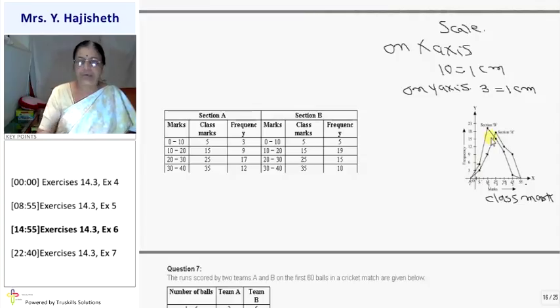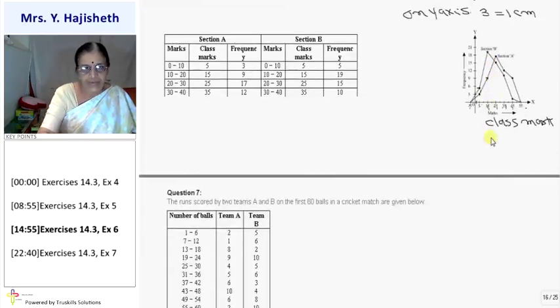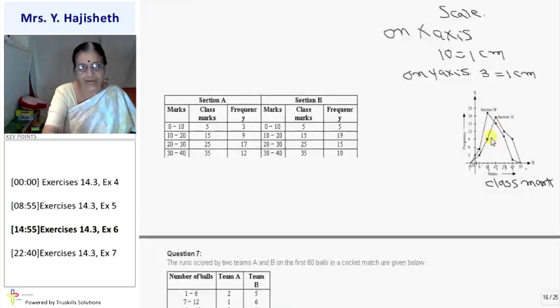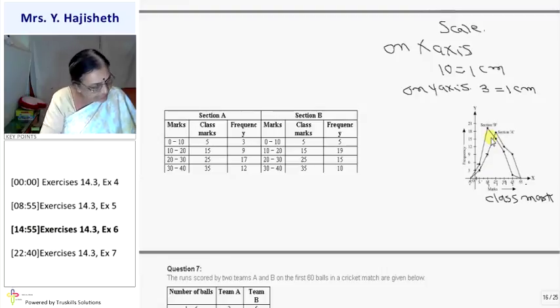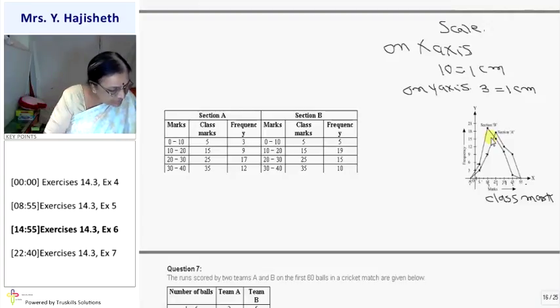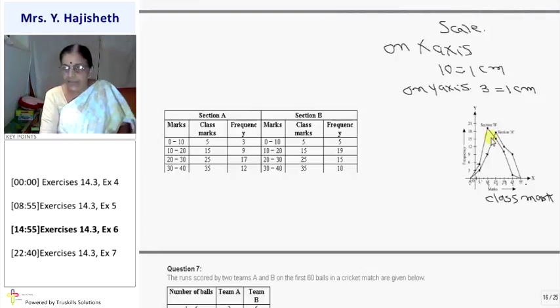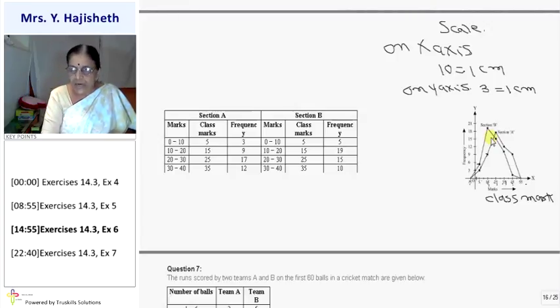Now we have to compare. They ask you to compare. How do I compare this? Tell me, how will we do the comparison? Question 6: represent the marks of the students of both sections on the same graph by two frequency polygons. From the two polygons, compare the performance of the two sections. Whose performance looks better to you? Look at the highest marks.